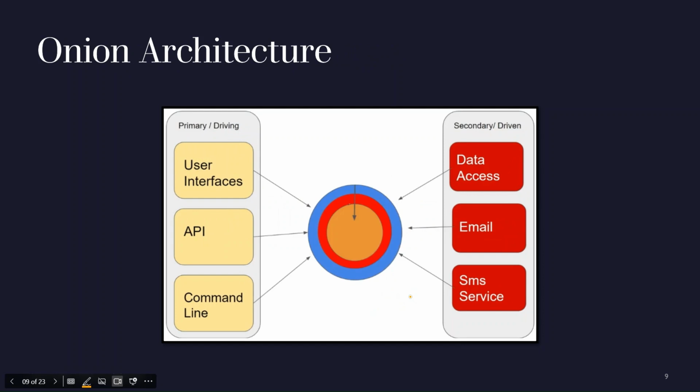A step further. Building on hexagonal principles, onion architecture emphasizes the business core even further, arranging the system in concentric circles.